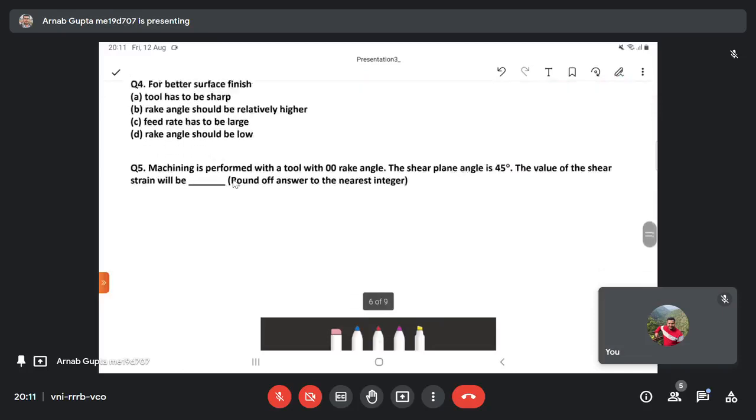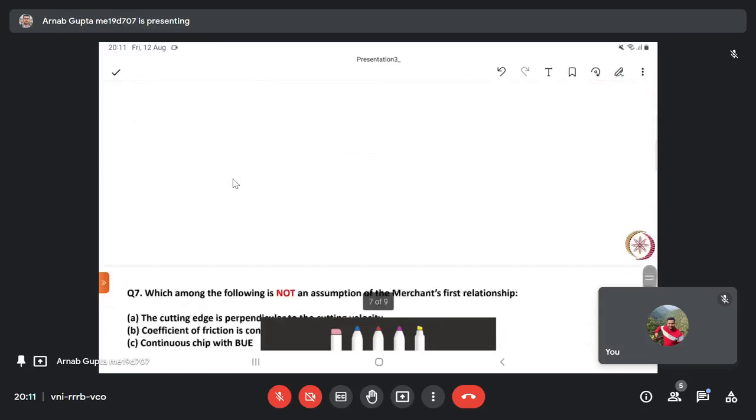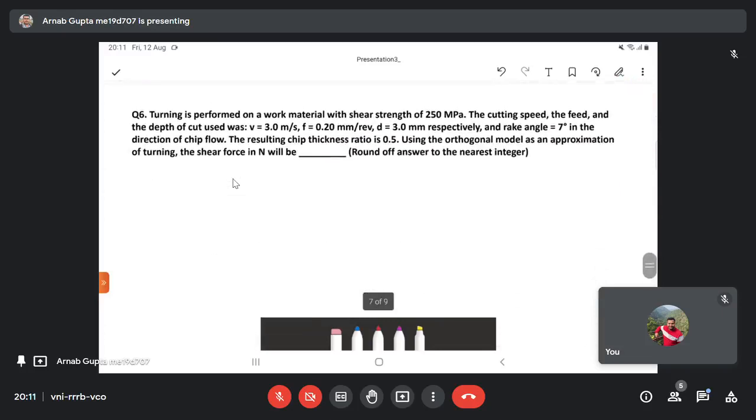A couple of theoretical questions and it will be over, I think. Okay, we have another numerical here. So let's complete that first. Turning is performed on a work material with shear strength of 250 MPa.